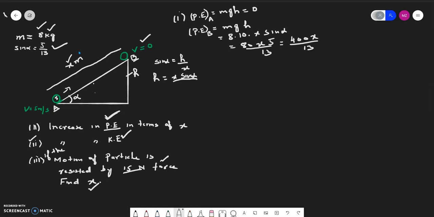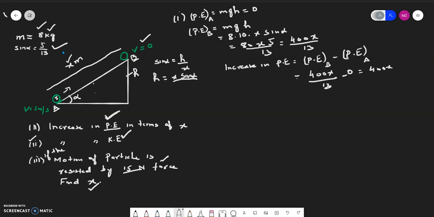Now in order to calculate the change in the potential energy, or increase in potential energy, it will be equal to the potential energy final, the potential energy at position B, minus the potential energy at position A. The potential energy at B is 400x over 13, and the initial is of course 0, so it will become 400x over 13. So this is our increase in the potential energy.